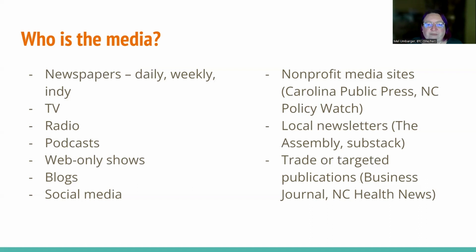And then trade or targeted publications are a good one to keep in mind too, that may not feel like they have as much of an audience, but sometimes it's a better quality audience because it's very targeted. For example, whenever we're trying to influence something that matters to the business community, we look at the Business Journal and try to do stuff with them. There's things like NC Health News. There's a lot of different things in North Carolina that are very narrowly focused on one thing. So keep in mind all of the different things that could be considered the media nowadays.